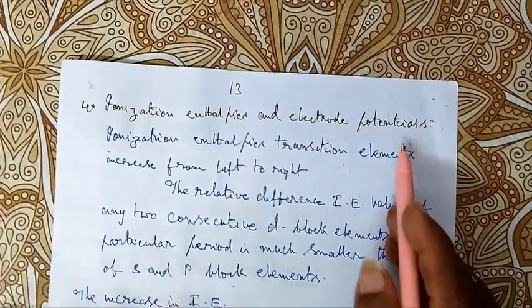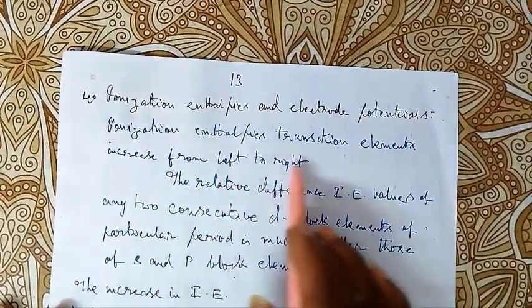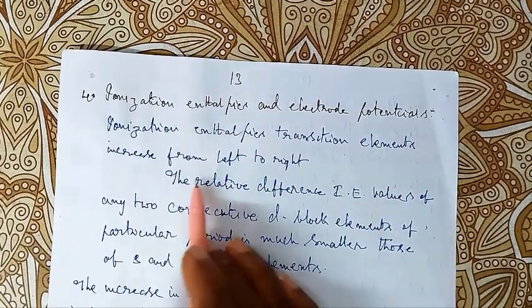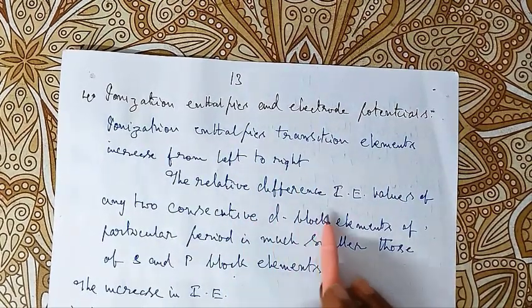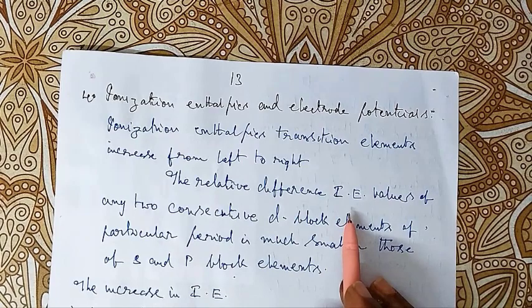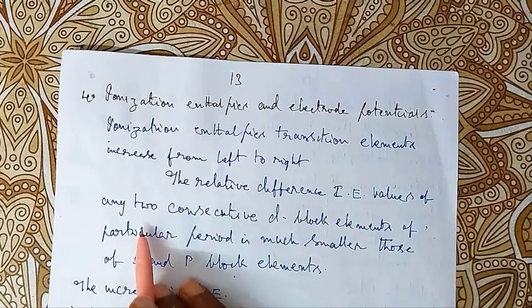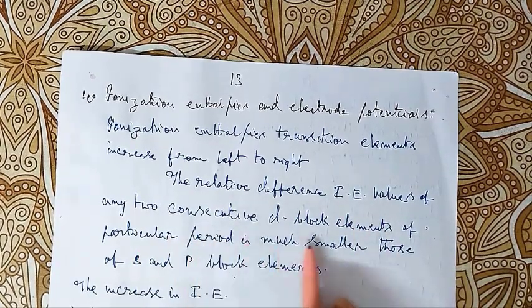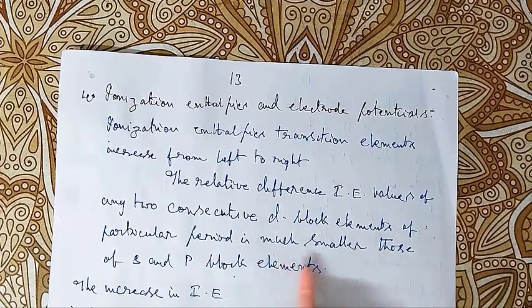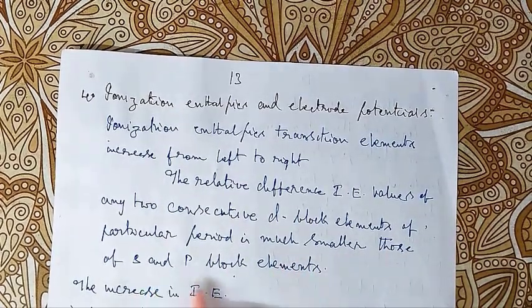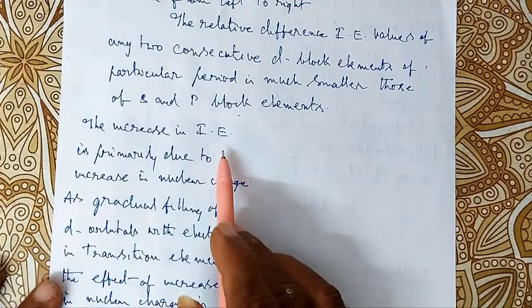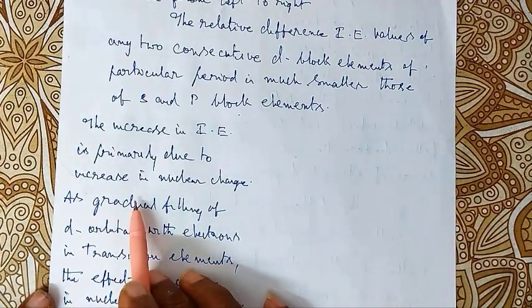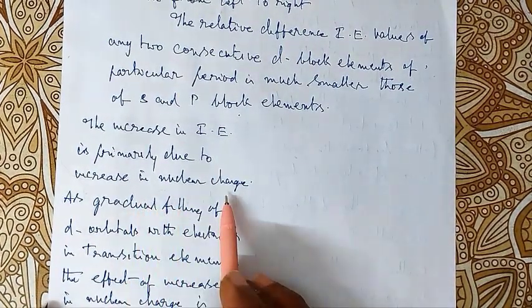Ionization enthalpies and electrode potentials. Ionization enthalpies of transition elements increase from left to right. The relative difference of ionization enthalpy values of any two consecutive d block elements of a particular period is much smaller than those of s and p block elements. The increase in ionization enthalpies is primarily due to increase in nuclear charge.